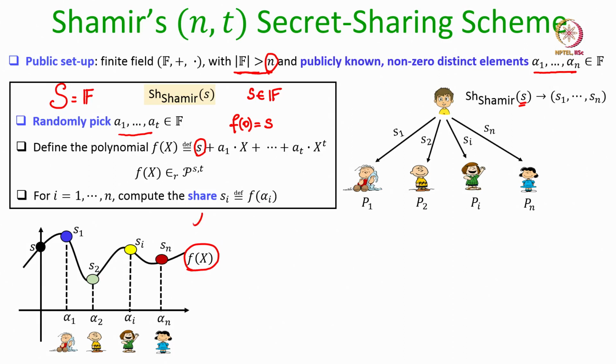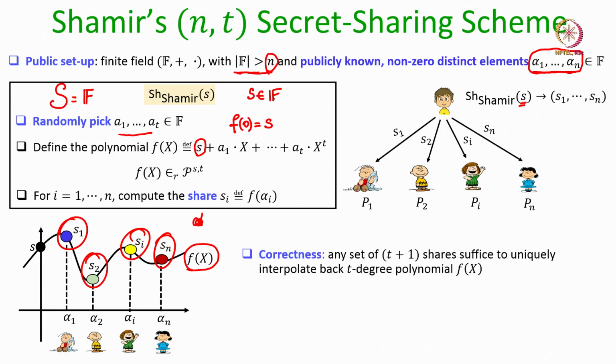The value of alpha i will be publicly known, because we are assuming here that evaluation points are publicly known. But what exactly is the value of the share will not be known if that party is not corrupt or under the control of the adversary. Okay. So, that is a very simple Shamir sharing mechanism.